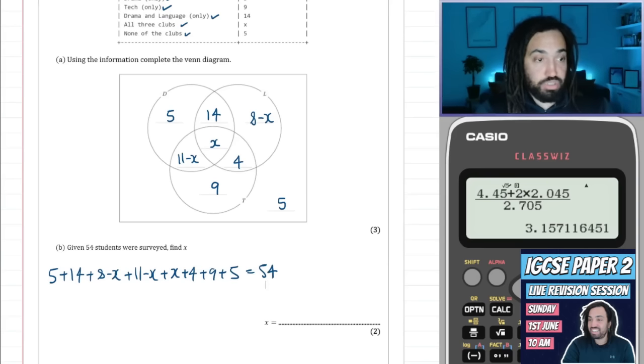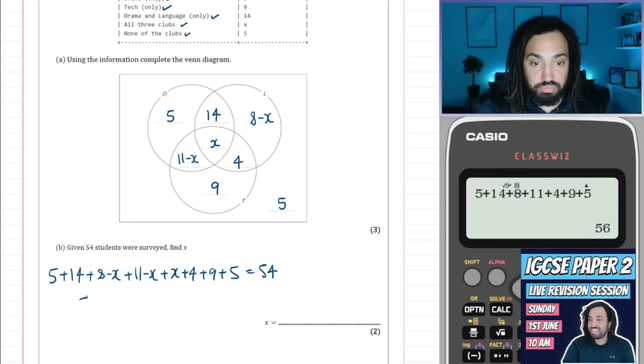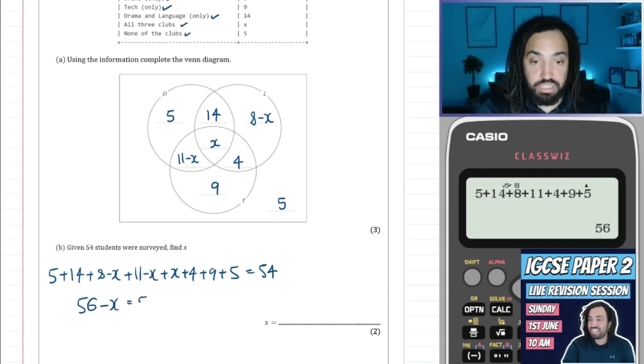Okay, so let's just do all the numerical ones first. So we have 5 plus 14 plus 8 plus 11 plus 4 plus 9 plus 5. That's equal to 56. Okay, and then we've got minus 2x and a plus 1x. So that's 56 minus x is equal to 54. So clearly x must equal 2.